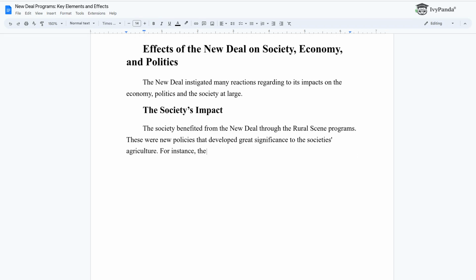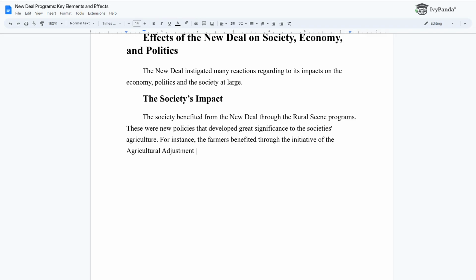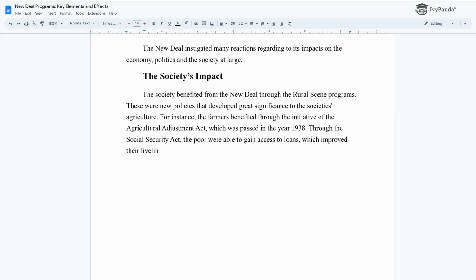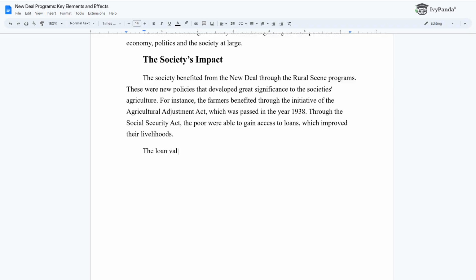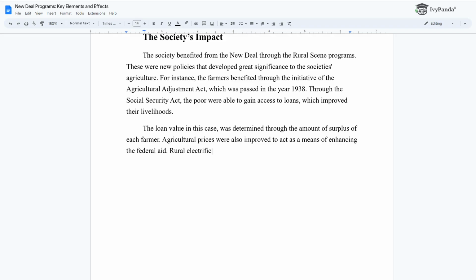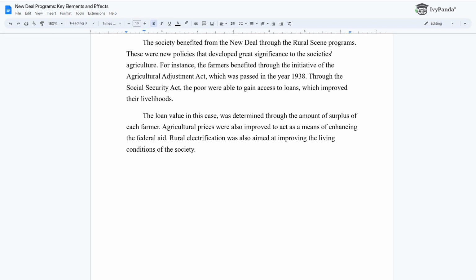For instance, the farmers benefited through the initiative of the Agricultural Adjustment Act, which was passed in the year 1938. Through the Social Security Act, the poor were able to gain access to loans, which improved their livelihoods. The loan value in this case was determined through the amount of surplus of each farmer. Agricultural prices were also improved as a means of enhancing the federal aid. Rural electrification was also aimed at improving the living conditions of society.